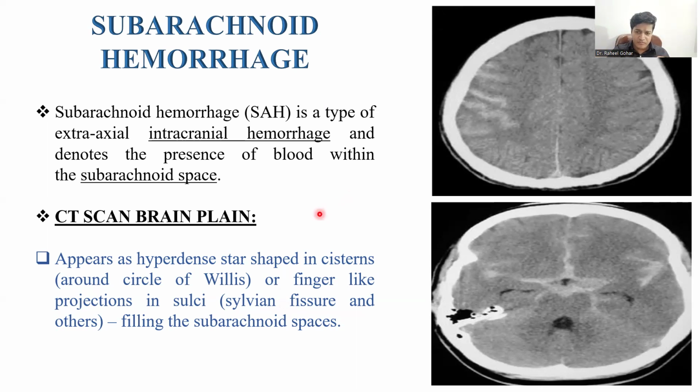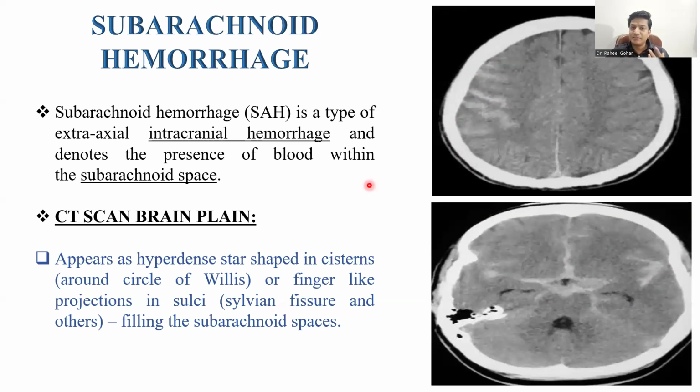Now, secondly, if it is in the sulcal area, it will appear as finger-like projections. As you can see, these are finger-like projections. So it will appear like this. And if it is in the hemispheric area, in the fissures, and if it is in the basal cisterns, it will appear like this, star shaped, as you can see here. And again, in the Sylvian fissure, you can see hemorrhage. So this is known as subarachnoid hemorrhage.